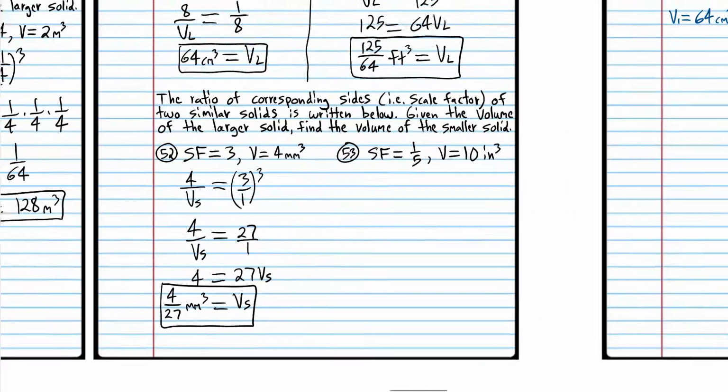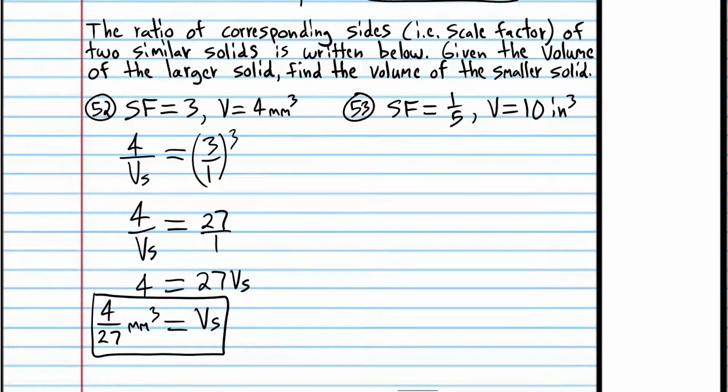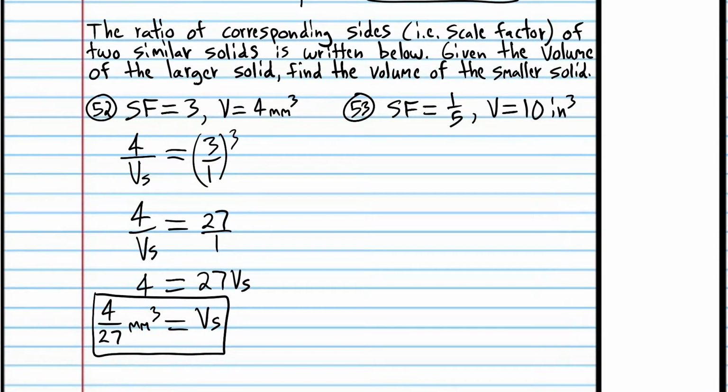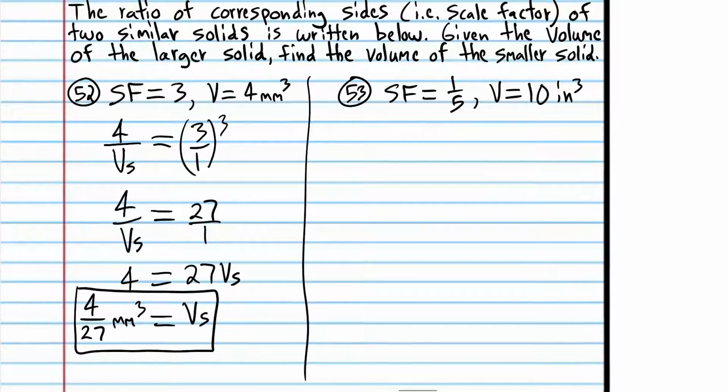Let's try one more of these. Again, the only difference with these problems is that you now have the volume of the larger solid. That's given to you. So 4 cubic millimeters was the volume of the larger solid. I just want you to be aware how to do different variations of these problems. So now, again, putting the volume of the larger solid on top. Well, actually, in this case, I'm going to put the volume of the smaller solid on top, just so you can see that you can do it in different ways.